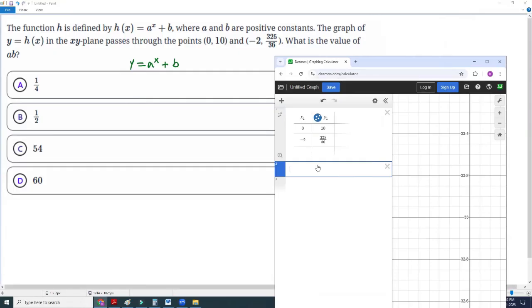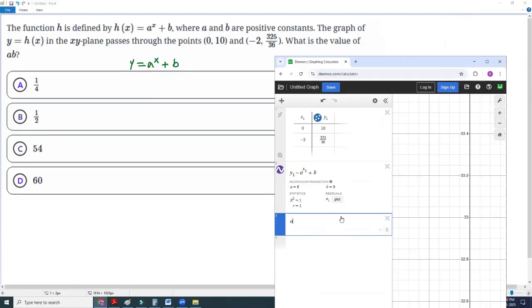Okay, now let me type y1. Then we have to take the tilde sign. It has to be a raised to the power of x1, and we have plus b. Here I got the values of a and b in Desmos. A equals 6 and b equals 9. And our aim is to get the value of a times b, that is 54.